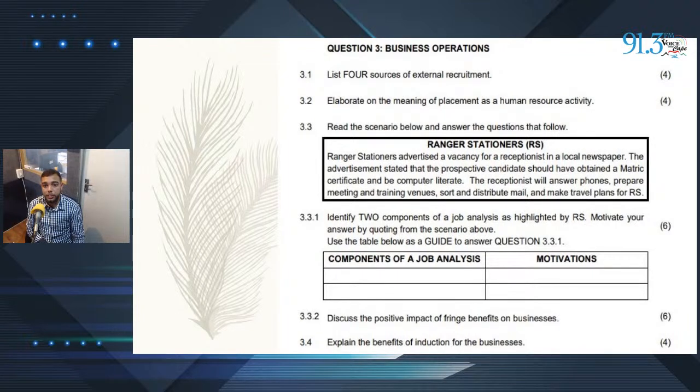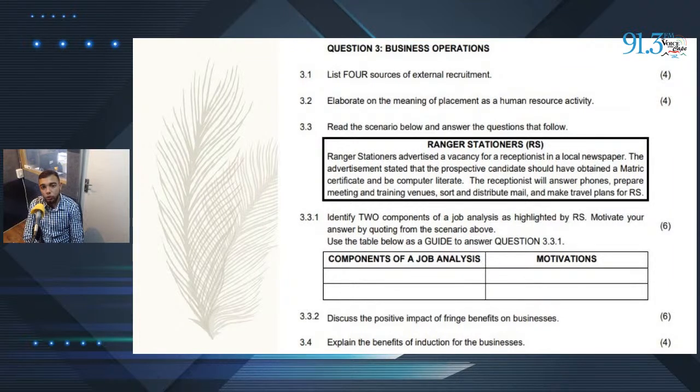Ranger Stationers advertised a vacancy for a receptionist in a local newspaper. The advertisement stated that the prospective candidate should have obtained a matric certificate and be computer literate. The receptionist will answer phones, prepare meeting and training venues, sort and distribute mail, and make travel plans for RS.